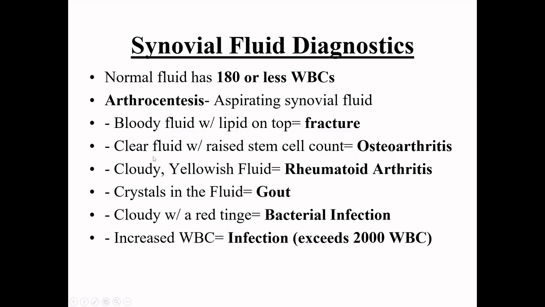If the fluid is clear but has a raised cell count when we run some lab work on it, then that's going to be indicative of OA, or osteoarthritis. When we look at it, if it's cloudy and yellowish, then we're going to think RA, or rheumatoid arthritis. If we look at that fluid under a microscope and we see crystals have formed in the fluid, then that's going to be indicative of gout, or gouty arthritis.